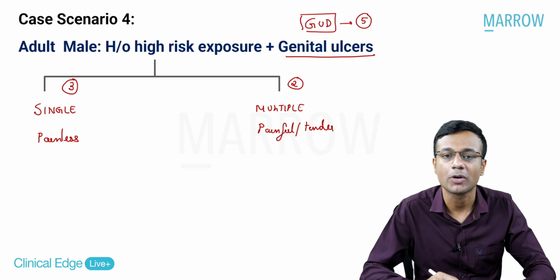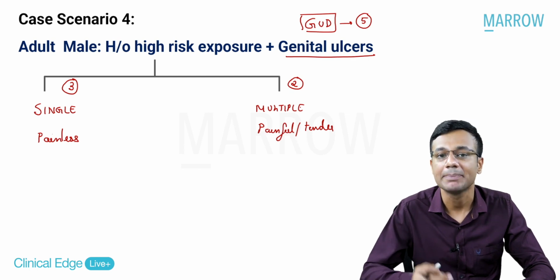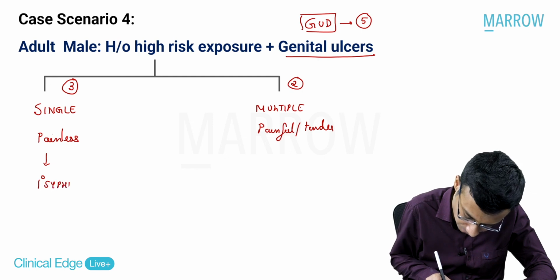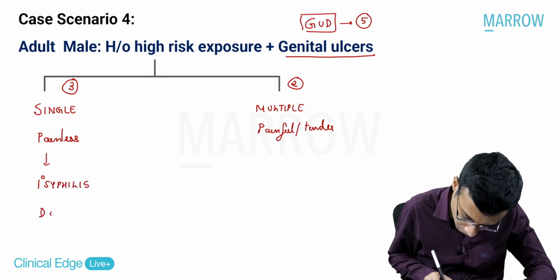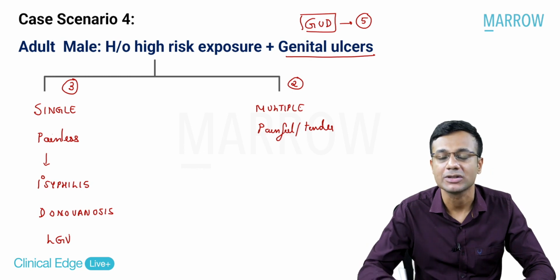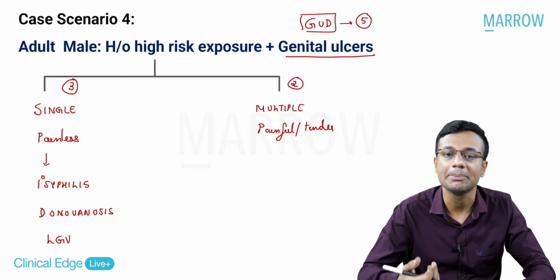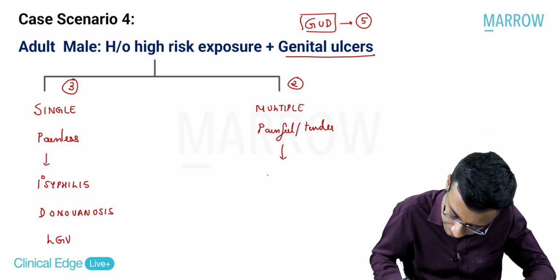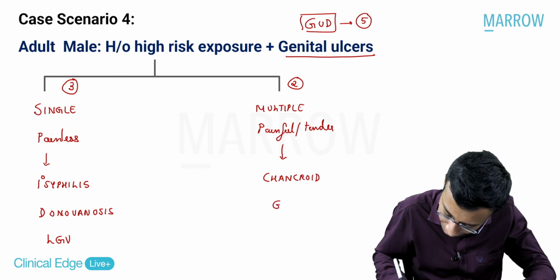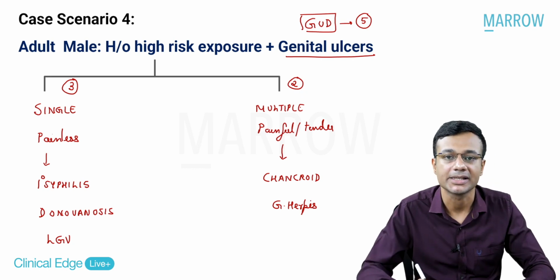Now which are the 3 important STDs which present with single painless ulcers? Number 1 is primary syphilis. Number 2, donovanosis. Number 3, lymphogranuloma venereum. So these are the 3 STDs which are single and painless. Which are the STDs which are multiple and tender? Chancroid and genital herpes.